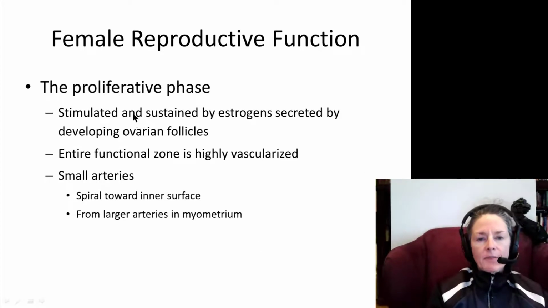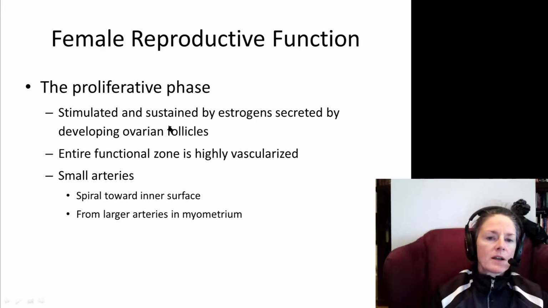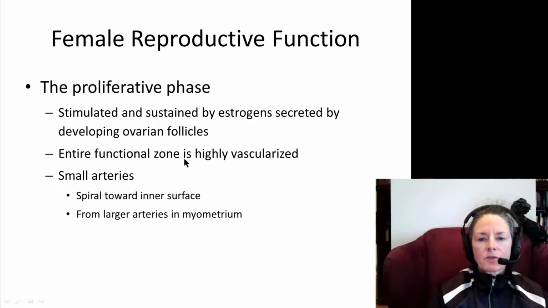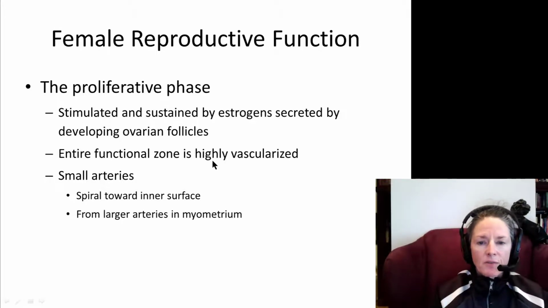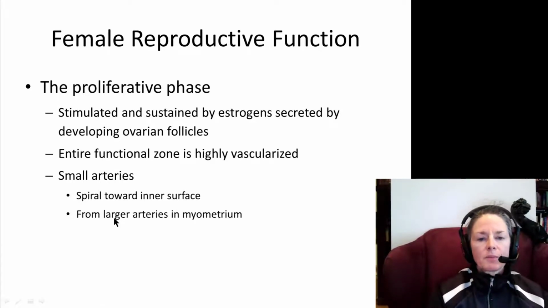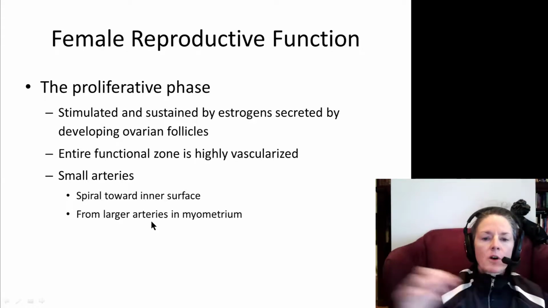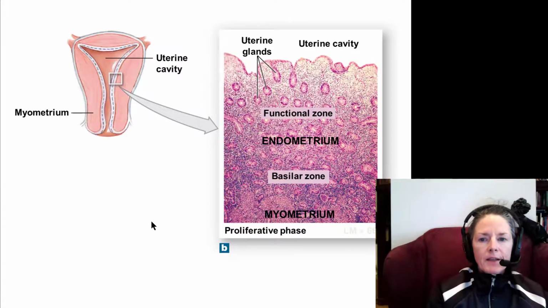Now, at this time, this proliferative phase is going to be stimulated by the estrogens that are being secreted by the ovarian follicles. And eventually, we're going to have the entire functional zone. It's going to be highly vascularized at this point. We're going to have these spiral arteries that are moving towards the lumen, the inner surface, and these are going to be supplied from those larger radial arteries, and then that are coming from the arcuate arteries that are within the myometrium. And then we're going to see that the functional zone is being restored. Here we have some uterine glands.